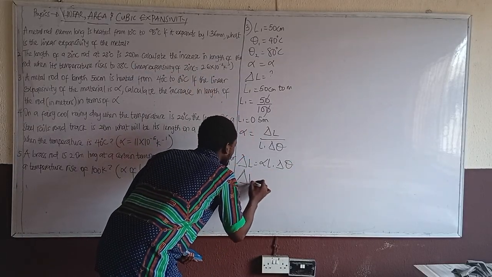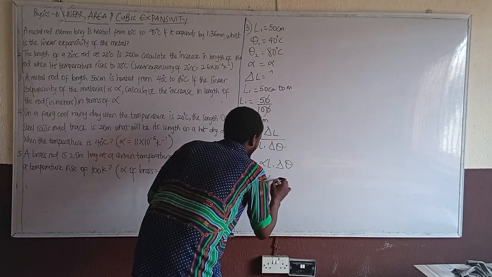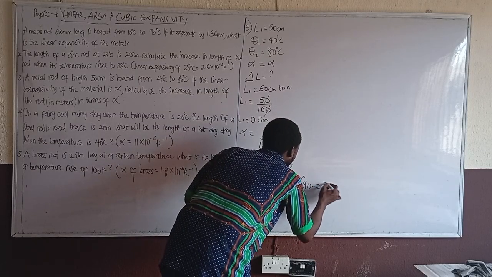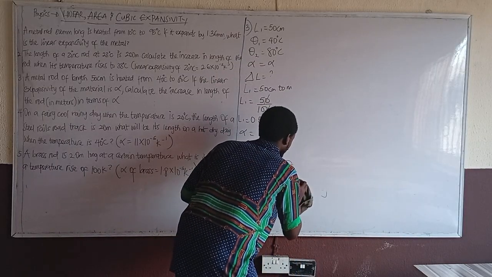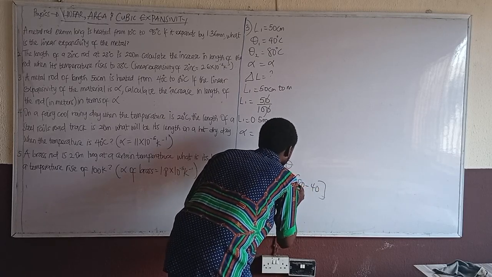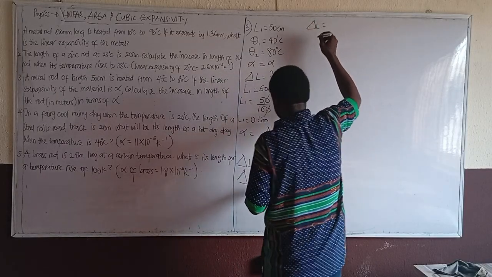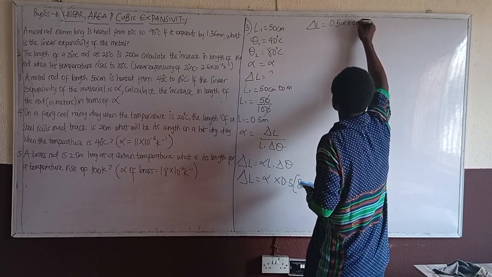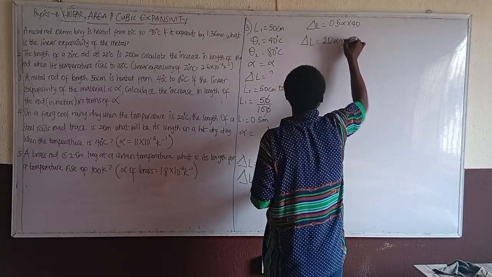So my change in length becomes alpha, that is linear expansivity, multiplied by my L1, 0.5, then times 40 minus 20. No, times 80 minus 40. Sorry. Multiplied by 80 minus 40. That is theta 2 minus theta 1. So delta L becomes 0.5 alpha times 40. So delta L becomes 20 alpha meter.